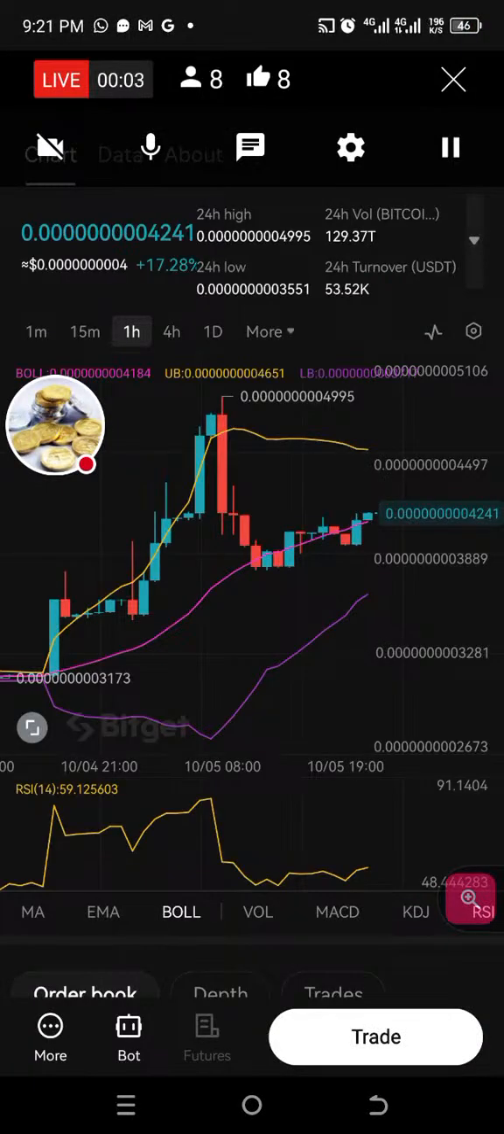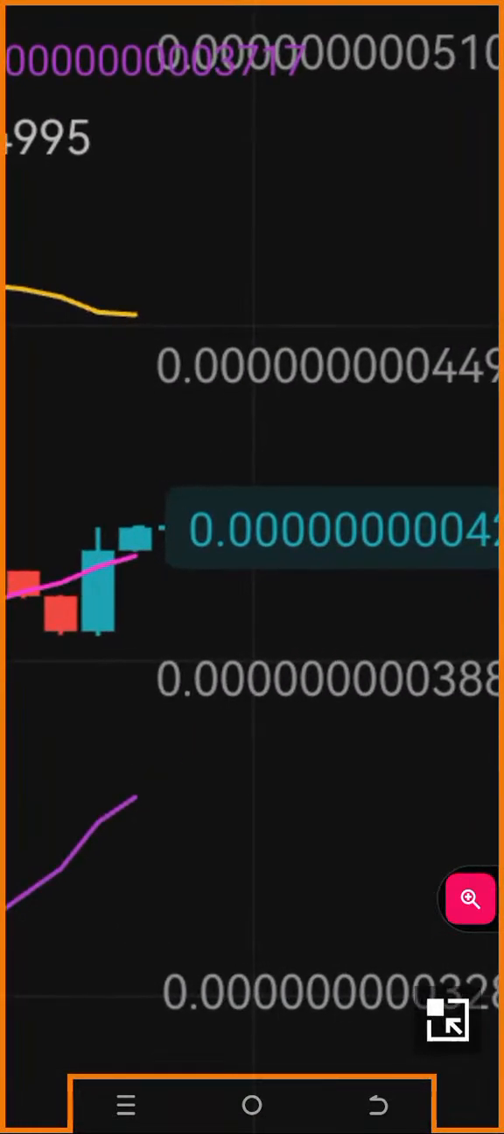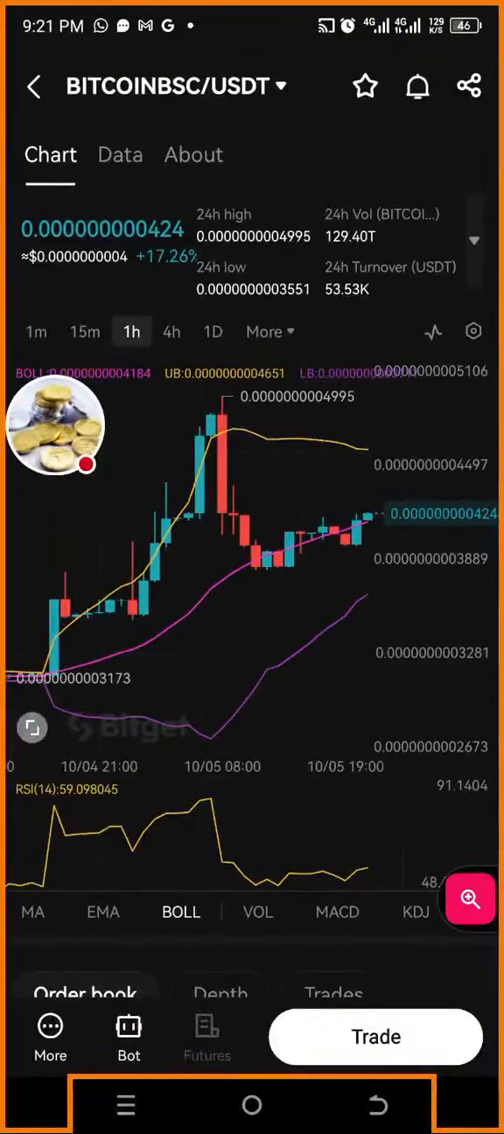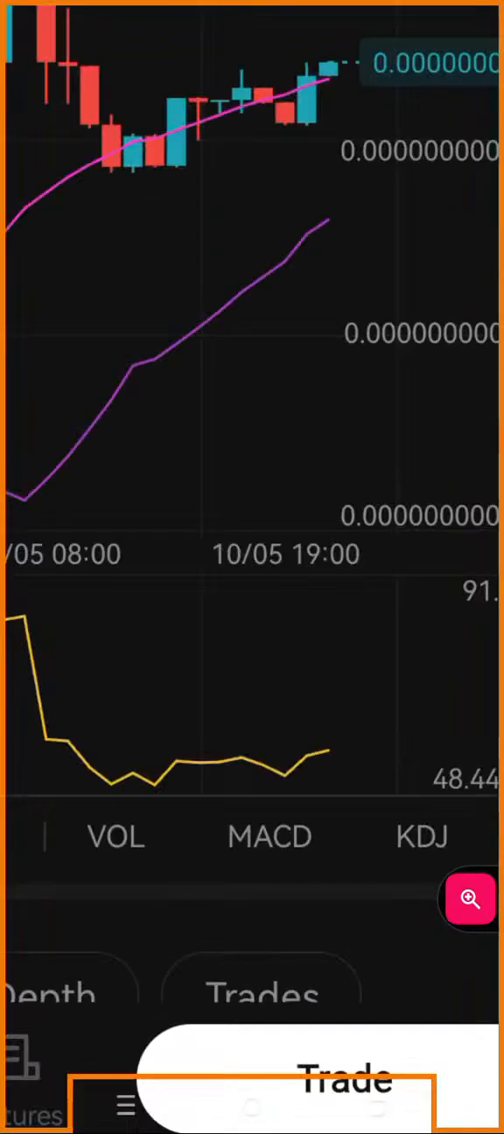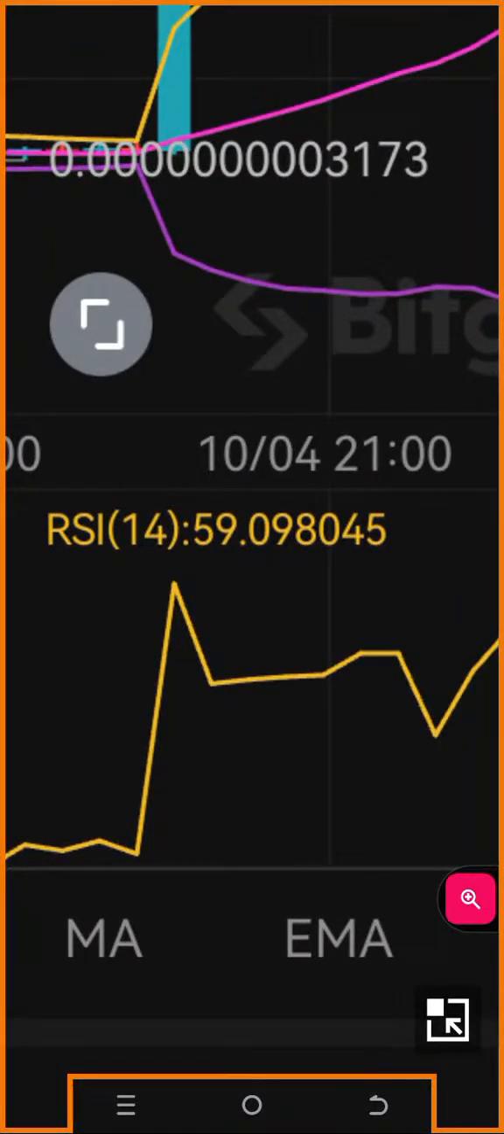Oh, it's loaded. Okay. This looks like something that will work, because look at what's going on here. It's tightening up, but it's in pump mode. And I'm seeing that the RSI is going up. At what point is it? Let's see. It's at 59.